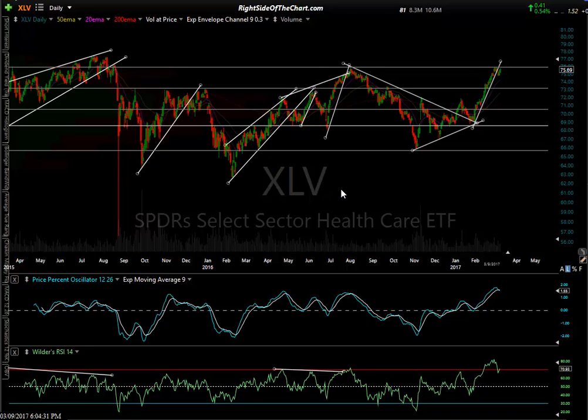XLV, healthcare. Let's see. This chart tells me a lot. It's just a pretty clear pattern of uptrend lines, rising wedges in this case. I don't have it drawn out. There was a divergent high there. It goes a little off to the left of the chart. You can see it on the RSI, followed by corrections.